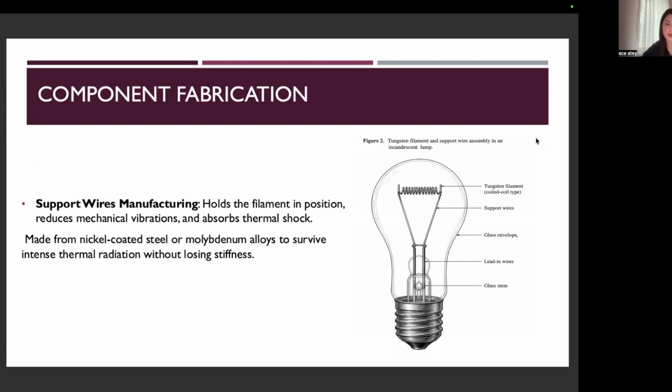The final component in this section is the support wire system. Support wires hold the filament in position, reduce mechanical vibrations, and absorb thermal stresses generated during operation. These wires are commonly manufactured from nickel-coated steel or molybdenum alloys because these materials maintain their strength even under extreme temperatures. Despite their small size, support wires are essential for maintaining filament stability and durability.